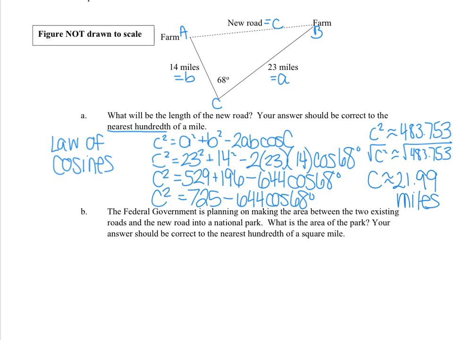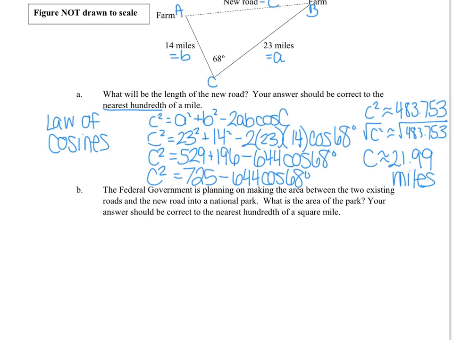Part B says the federal government is planning on making the area between the two existing roads and the new road, so this area right here, into a national park. What is the area of the park? Your answer should be correct to the nearest hundredth of a square mile.